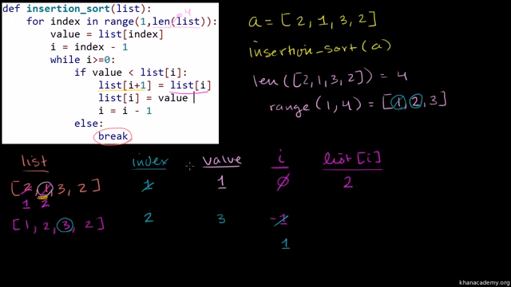It is still going to be 2 right over there. And so if 3 is less than 2, do this. Well, 3 isn't less than 2. So you're going to do the else clause, and you're just going to break out of this while loop.